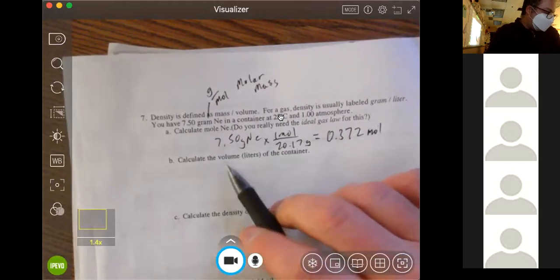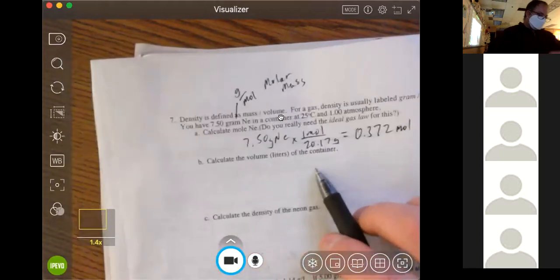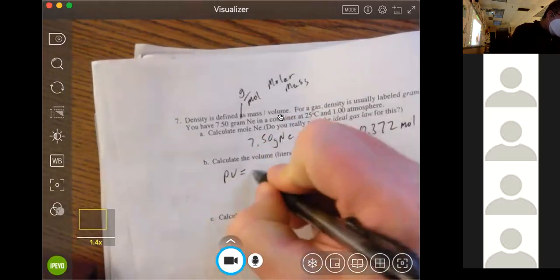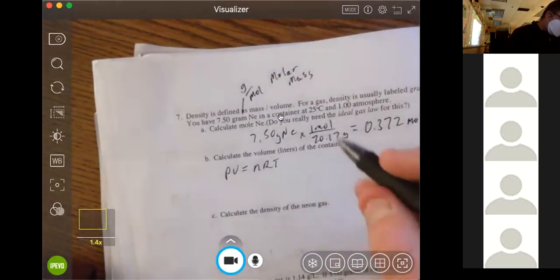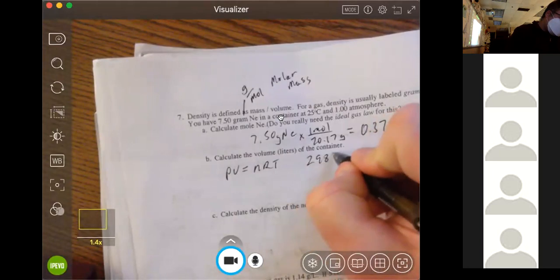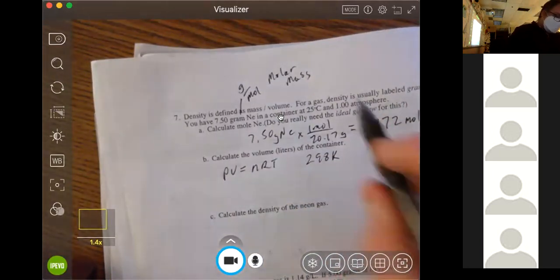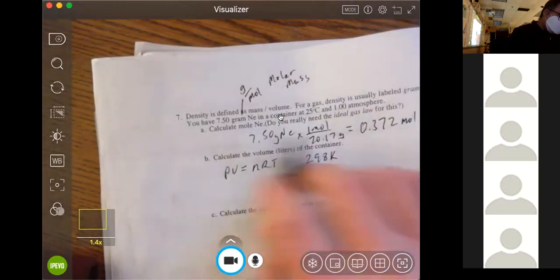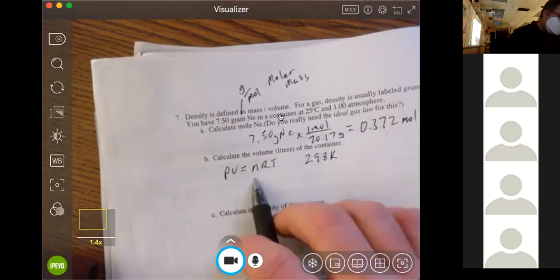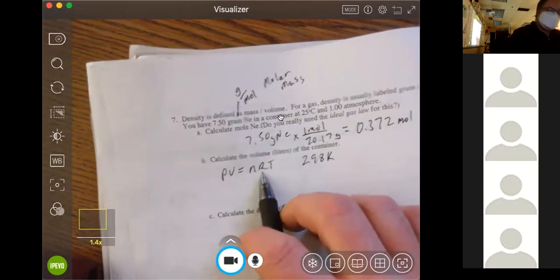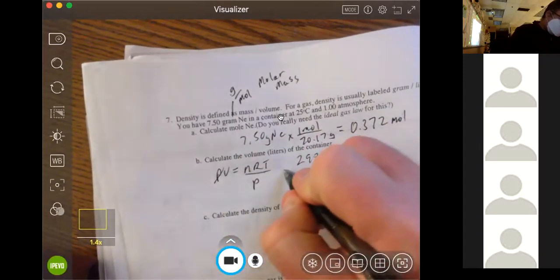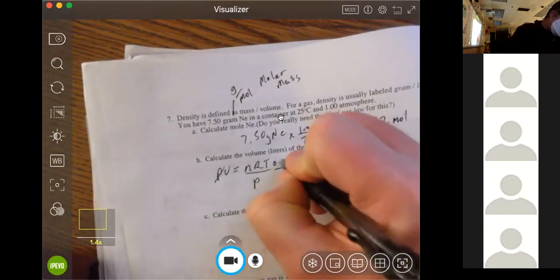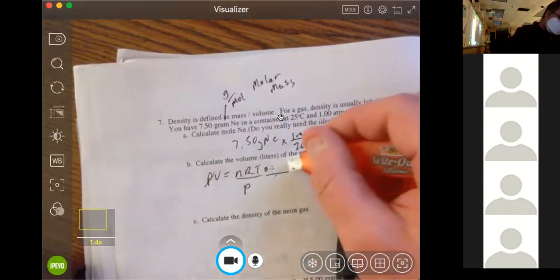Then it says calculate the volume of the container. So we know that PV equals nRT. The temperature is 25, 273 plus 25 is 298, so we have 298 Kelvin. We know it's 1 atmosphere. We know the moles. So we have P, n, and T, and R is the constant. So we're going to try to find volume, so we'll divide both sides by P. So we get 0.3... I'm not going to be able to fit all that on there, so let's go ahead and remake this.